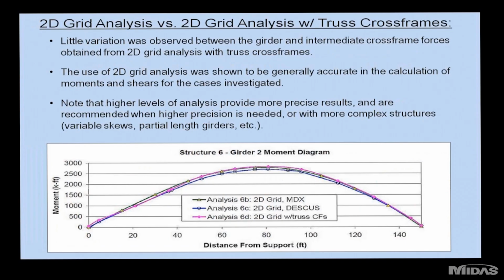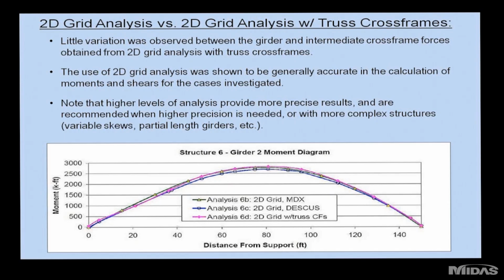Here we're comparing the results of the basic 2D grid using MDX or Deskus with a higher level model in STAD or Midas where truss element cross frames were used. For the structures examined, these two methods produced very similar results in terms of moments and shears. So the conclusion here is for a simple skewed structure, and these are all very simple structures, just single span, constant skew, a basic grid analysis is accurate enough to predict the moments and shears.